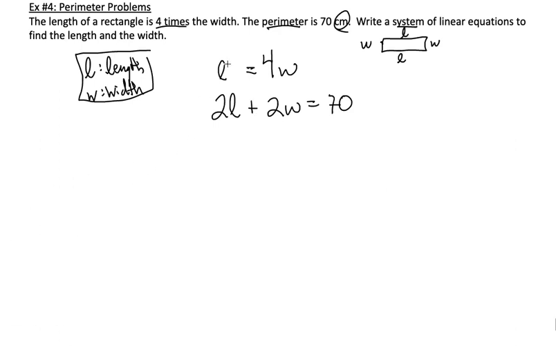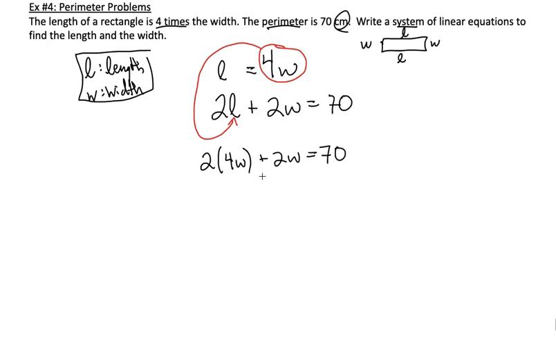So now we're going to substitute in. 4W, remember that's our L, will be substituted in for L. So 2 times 4W plus 2W equals 70. Now remember, this isn't the distributive property, because the distributive property is when there's a plus in between. This is just multiplied: 2 times 4W is 8W, plus 2W equals 70. So I can just add my W's together to get 10W equals 70.